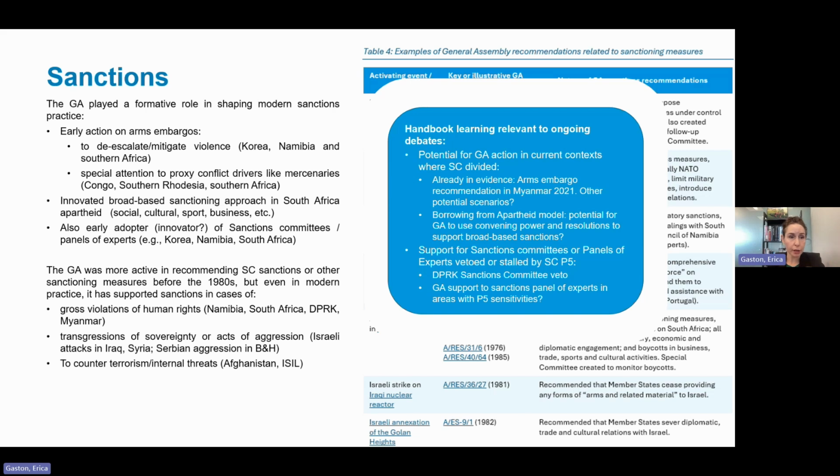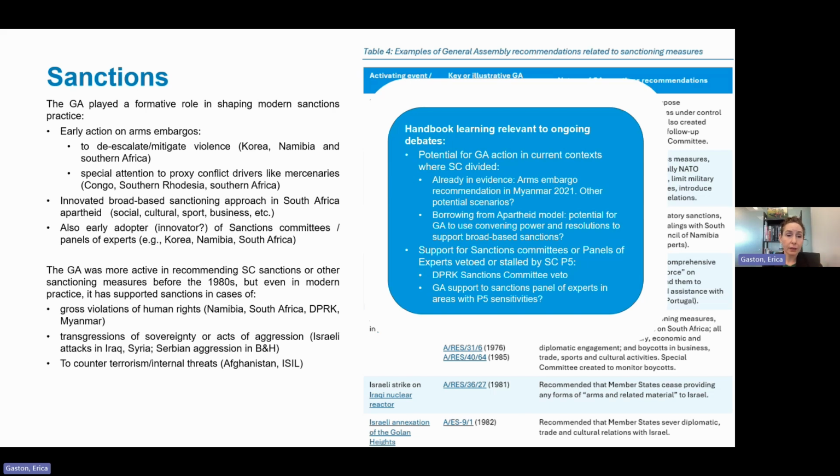So a recent notable one was the 2021 resolution in Myanmar, where they recommended an arms embargo. That, again, was in a situation where the Security Council was really deadlocked on the same issue. And also other cases, for example, where there have been transgressions of sovereignty or acts of aggression, as well as gross violations of human rights. Interesting examples from this. I think this sanctions lesson has real potential for the current context.